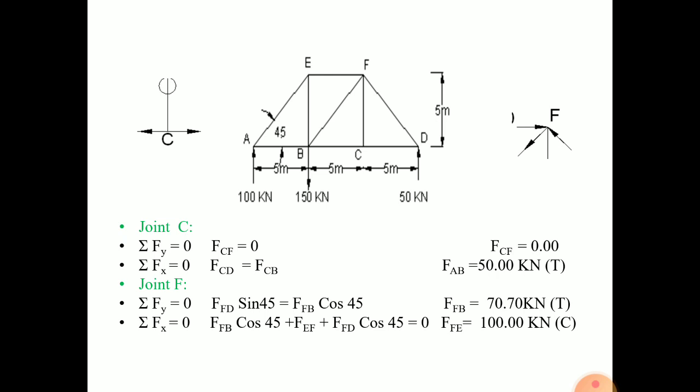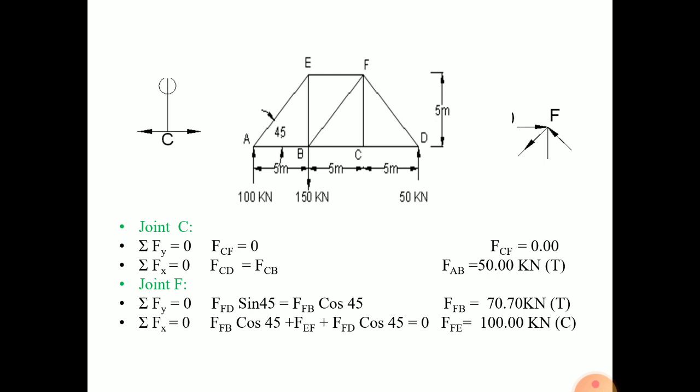Coming to joint C, we have equating vertical forces equal to 0. At C, the only vertical member is CF, and there is no external load or member, so member CF will be 0. And equating horizontal forces, we have FCD will be equal to FBC. So FBC will be equal to 50 kilonewton, that is tensile.